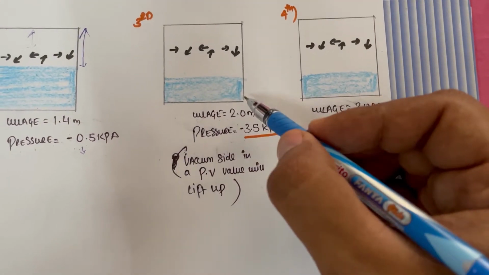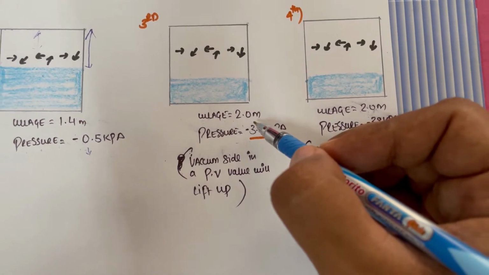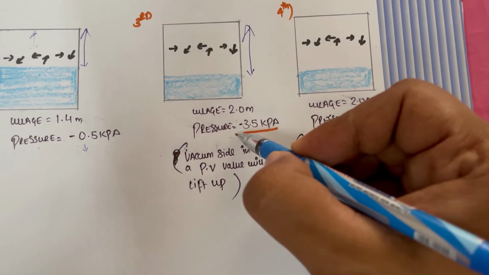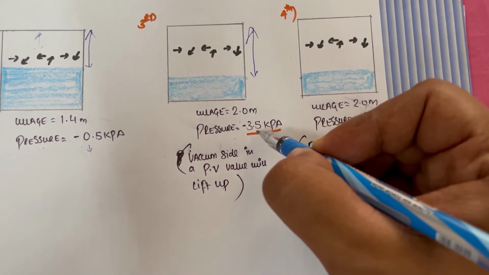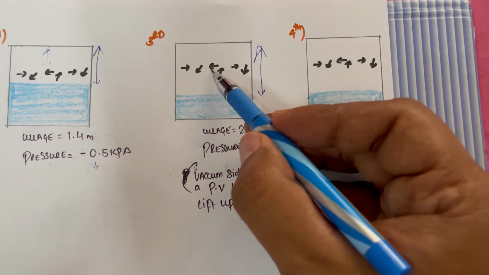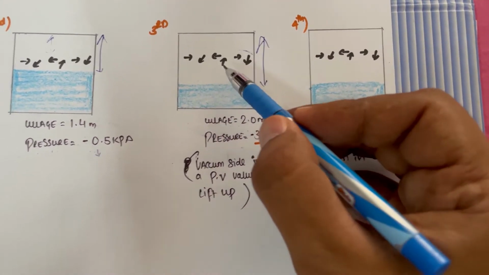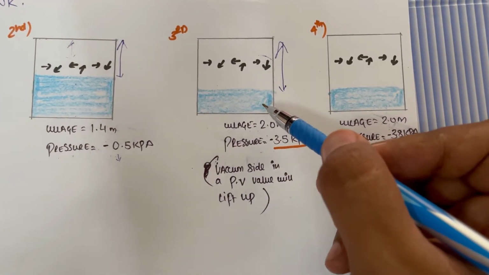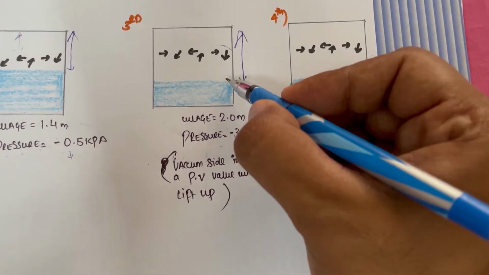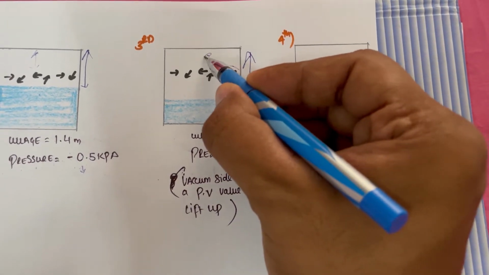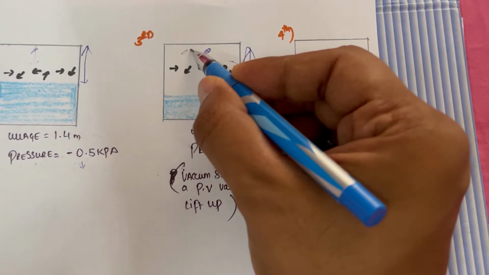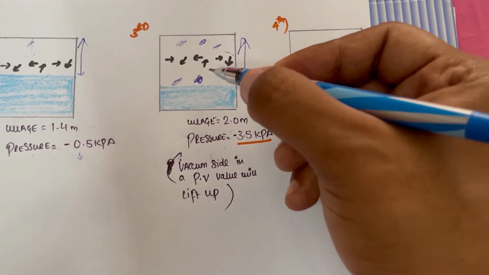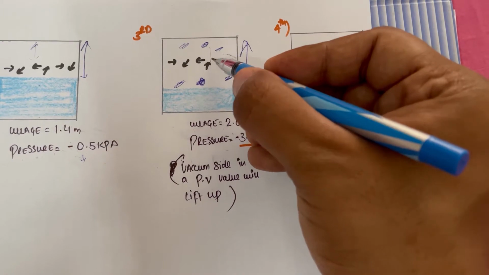Now if we continue discharging and come to the third stage, here you can see the LH has increased to 2 meters and the pressure is still going down. Now it has gone down to minus 3.5. Why? Because the same amount of air which was there in the first stage is there inside the cargo tank till the third stage. So if we continue like this, there is space inside the cargo tank which is not being occupied by anything. So this is empty space, and because of that there is vacuum inside the tank, because the cargo is being displaced but there is no air coming inside.